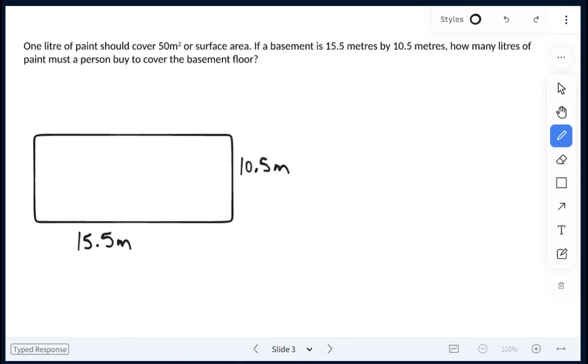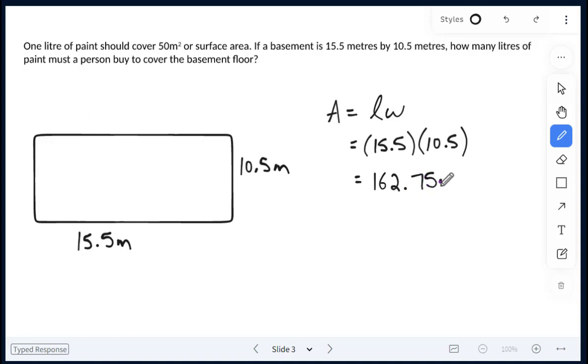Okay. So for this example, 1 liter of paint should cover 50 meters squared of surface area. And if the basement is 15.5 meters by 10.5 meters, how many liters of paint must a person buy to cover the basement floor? So the first thing we have to do is figure out the area, which is length times width for a rectangle. So 15.5 times 10.5. That will give me the area, which is 162.75 meters squared. All right, next we know that 1 liter of paint covers 50 meters squared.